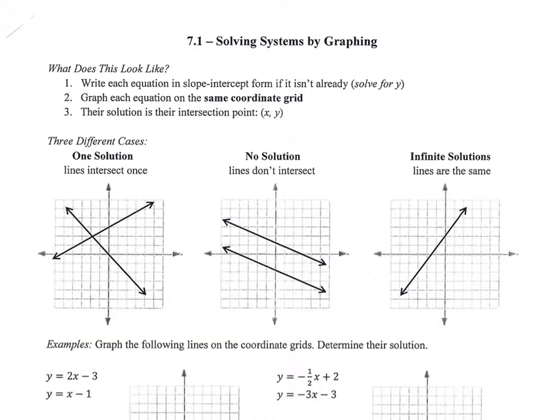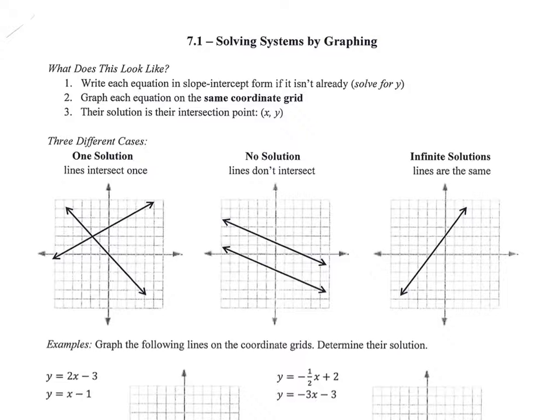A system of equations is one or more equations. Systems can be linear functions, or they can include quadratic functions, absolute value functions. So when you solve a system, what you're trying to do is find the intersection of the graphs.